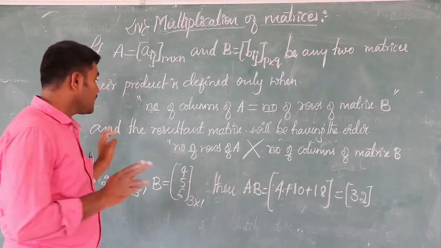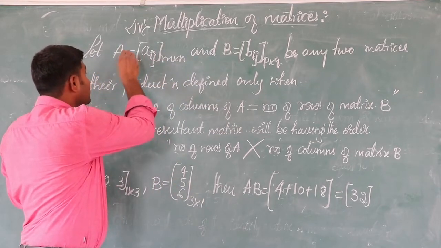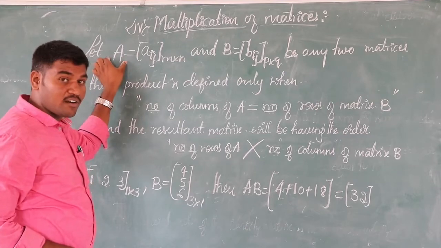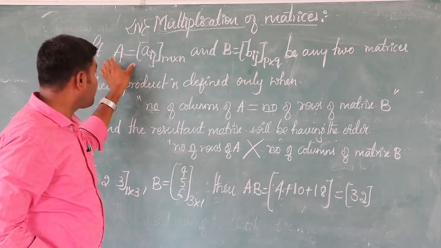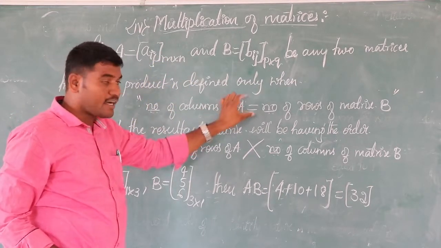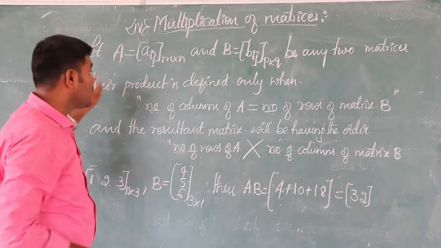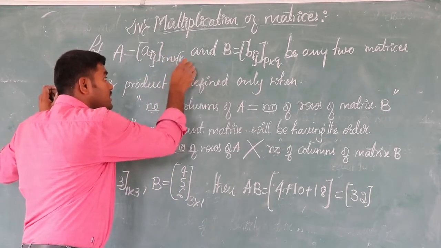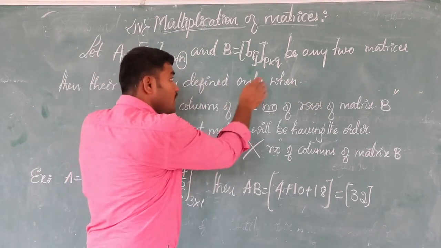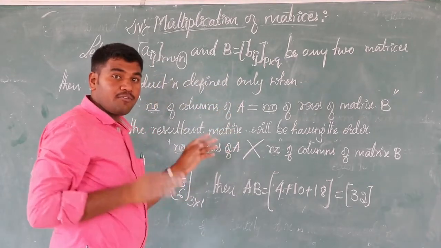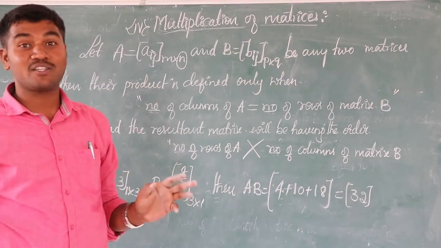The condition is on the number of columns of matrix A. Here matrix A is the first matrix, called the pre-multiplier matrix, and matrix B is the post-multiplier. The number of columns of the pre-multiplier matrix must be equal to the number of rows of the post-multiplier matrix B. Have you understood this? That means this n indicates the number of columns of matrix A. That must be equal to the number of rows of matrix B. If two matrices satisfy this condition, then only multiplication of matrices is defined, otherwise not.